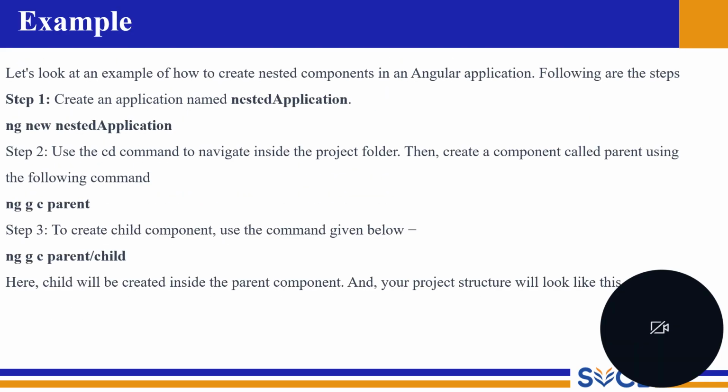So here is the example for a nested component. First, you have to create an application named nested application: ng new nested application. In step 2, use the cd command to navigate inside the project folder. Then create a component called parent using the command ng g c parent. In step 3, create a child component using the command ng g c parent/child. The child will be created inside the parent component and your project structure will look like this.